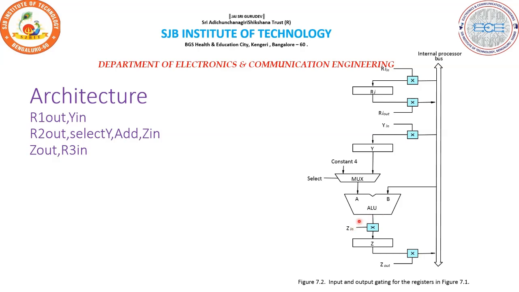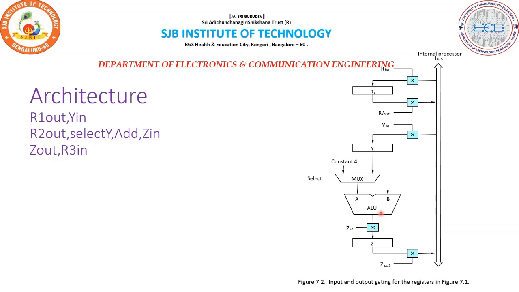Now how is the other content copied? Here you are able to see R2 out. When R2 is out, the content is sent via the internal processor bus and copied to the register B. Now the content of A is from Y and the content of B comes through the internal bus of the processor. What does the ALU do? It performs the addition operation, and the result is copied to the Z register. How many control signals does it generate? If the ALU performs 8 operations, then 3 control signals are needed.